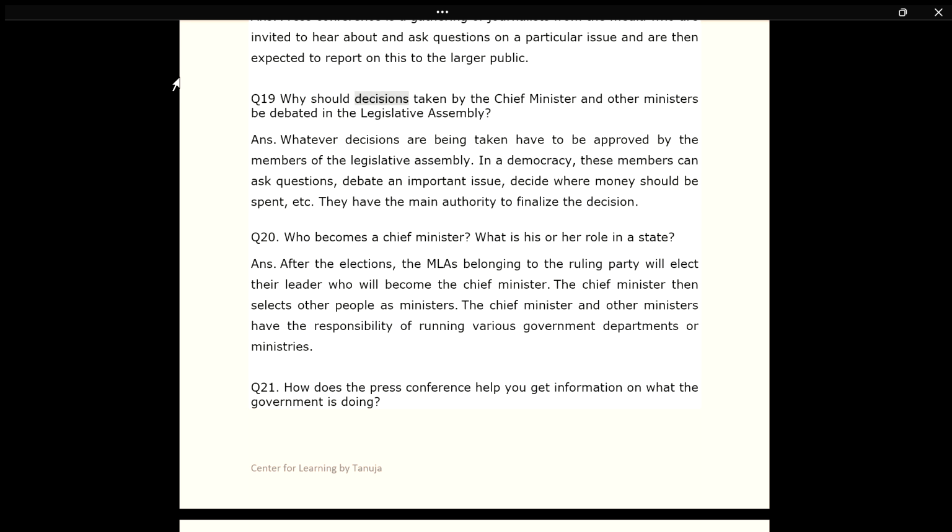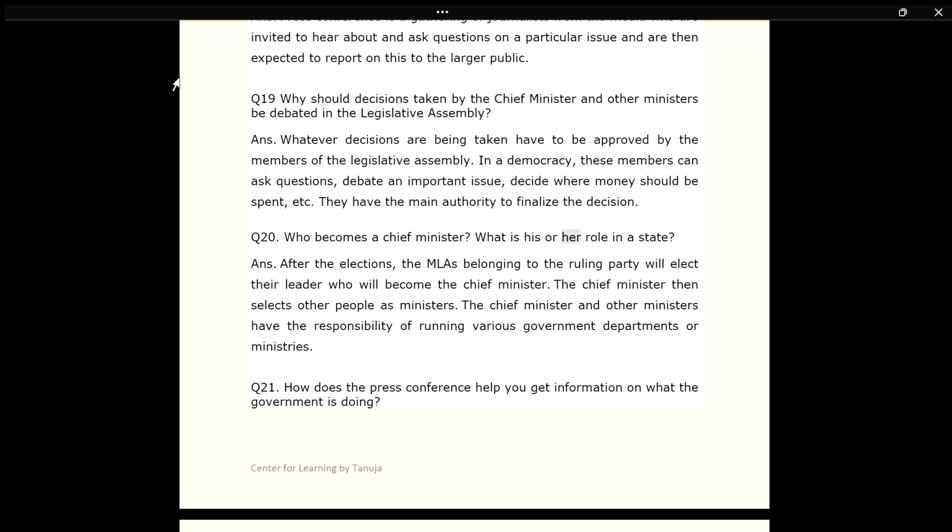Q19. Why should decisions taken by the Chief Minister and other ministers be debated in the Legislative Assembly? Ans. Whatever decisions are being taken have to be approved by the members of the Legislative Assembly. In a democracy, these members can ask questions, debate an important issue, decide where money should be spent, etc. They have the main authority to finalize the decision.